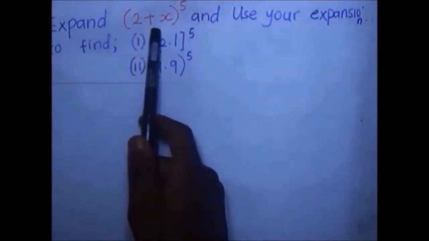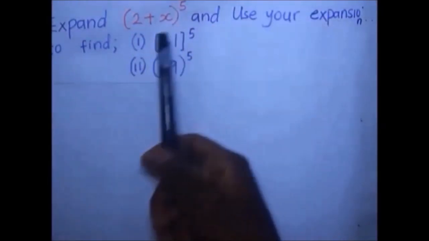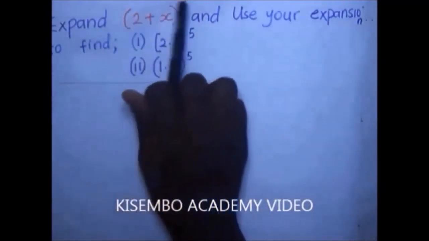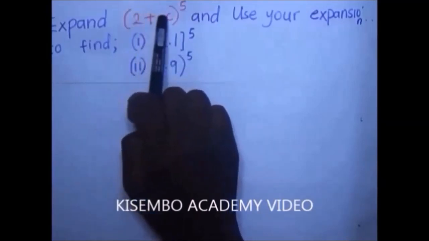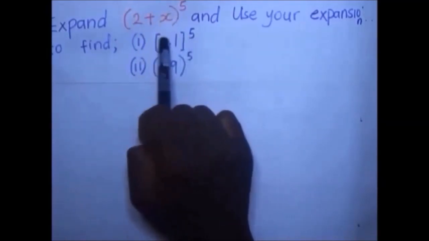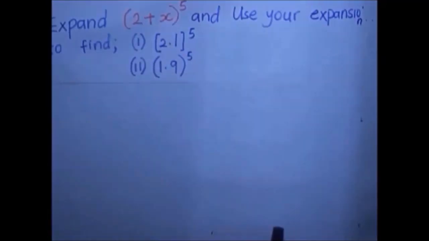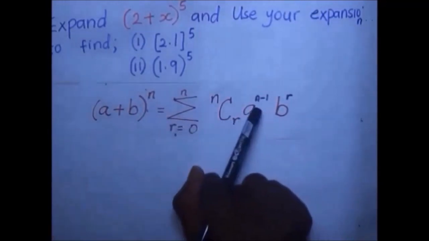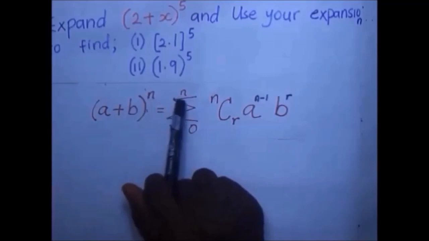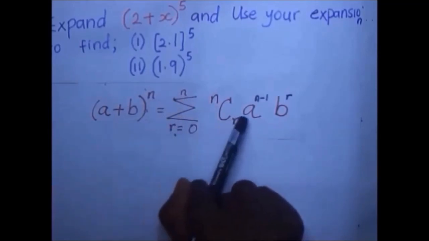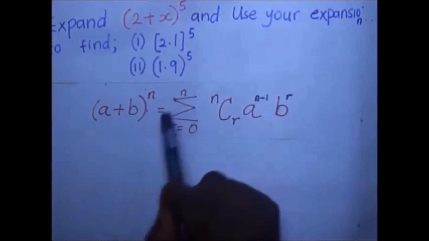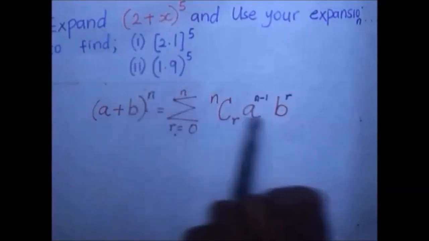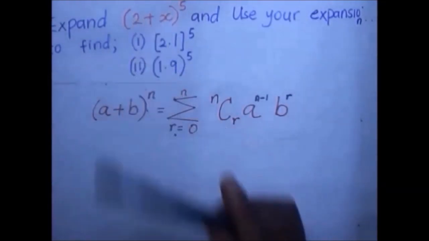We are being asked to expand 2 plus x to the power 5 and use this expression to find this. So first of all, we have to begin by expanding this expression. After expanding this expression, we use the expansion to solve for this and that. We need to remember that the binomial theorem states that a plus b to the power n is the summation of n combination r a to the power n minus r b to the power r, for values of r running from 0 to the value of n. So this binomial theorem is exactly what we are going to use to expand that.